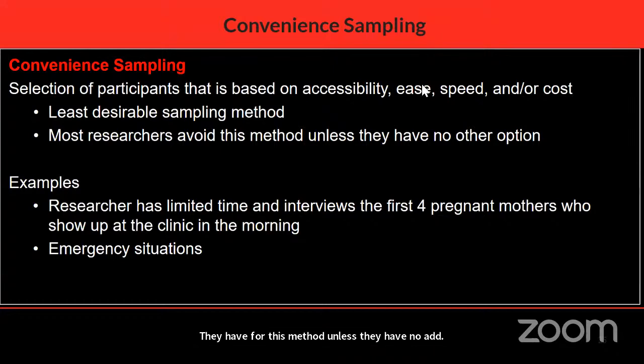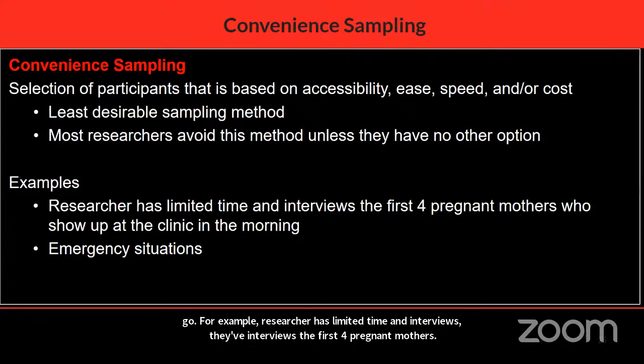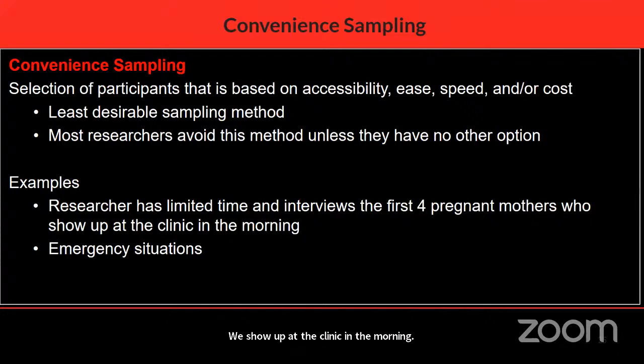This one, when you're conducting research, is just anybody convenient to you, in the community that you are targeting. You just go. For example, a researcher has limited time and interviews the first 4 pregnant mothers who show up at the clinic in the morning, and also maybe in emergency situations. It's convenient. Whoever you get access to, you interview. This one can sometimes be biased. You will not get the responses as expected. People are trying to avoid this.